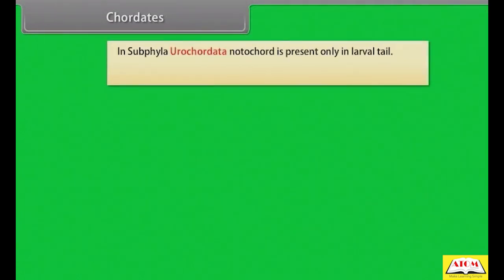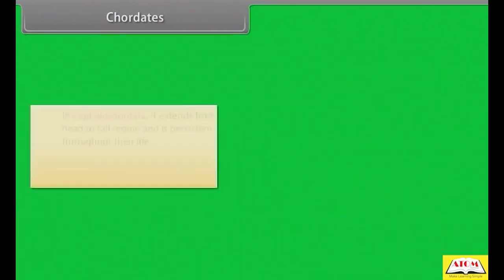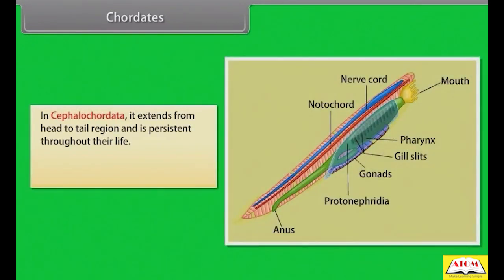In subphylum Urochordata, notochord is present only in the larval tail. Examples: Ascidia, Salpa, Doliolum. In Cephalochordata, it extends from head to tail region and is persistent throughout their life. Examples: Branchiostoma, Amphioxus and Lancelet.